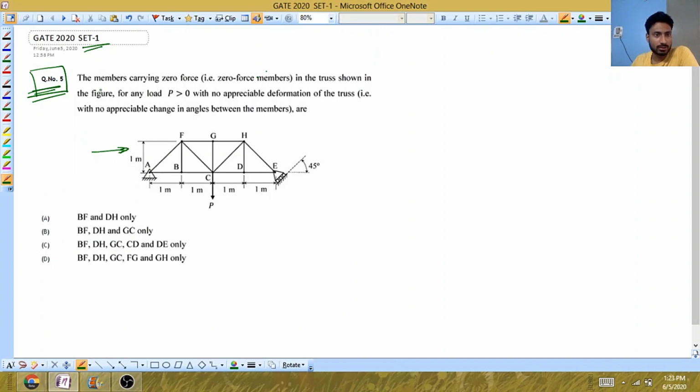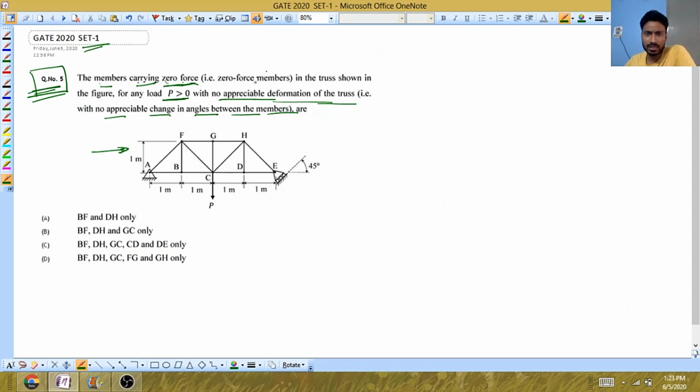They have asked for the members carrying zero force in the truss shown in the figure, for any load P greater than 0, with no appreciable deformation of the truss. That is, there is no appreciable change in the angle between the members. Means we are not disturbing anything, not changing the value of any force. So in that case, you need to find the members that are carrying zero force.